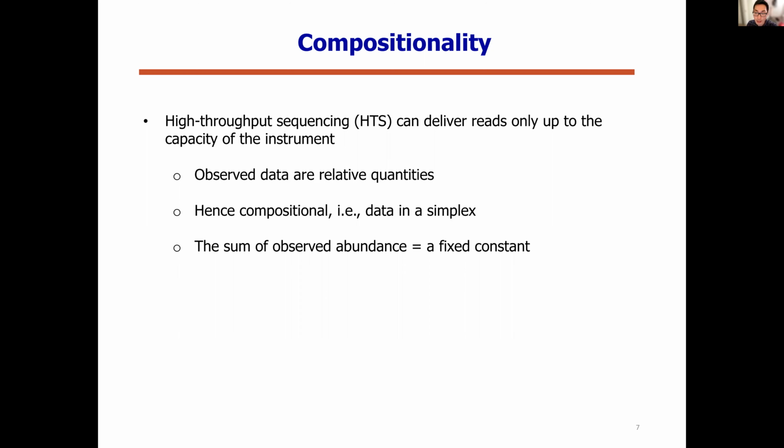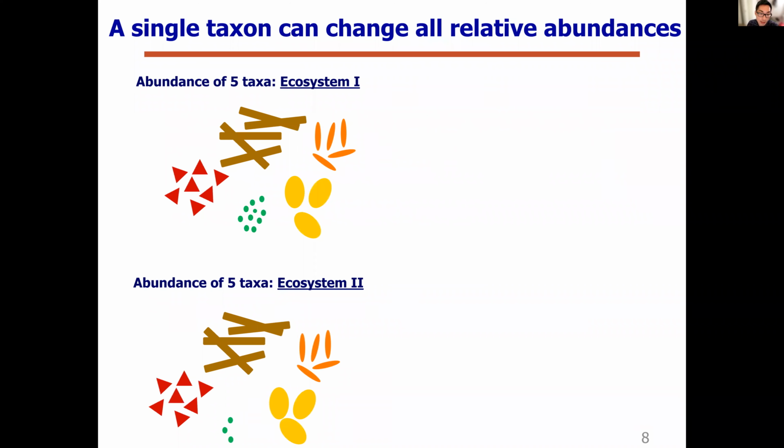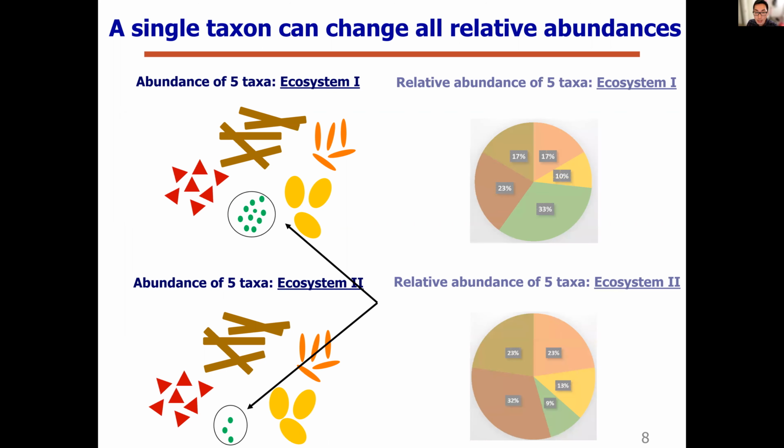This compositionality issue becomes very apparent if we transform the observed abundances to relative abundances, or proportions. Here is a toy example. On the left-hand side, we have abundances for 5 taxa. As you can tell, only the green one is differentially abundant between these two ecosystems. However, if we transform all these observed abundances to relative abundances or proportions, this single change in abundance will lead to everything changing with regard to proportions. So this is the compositional effect of the data.